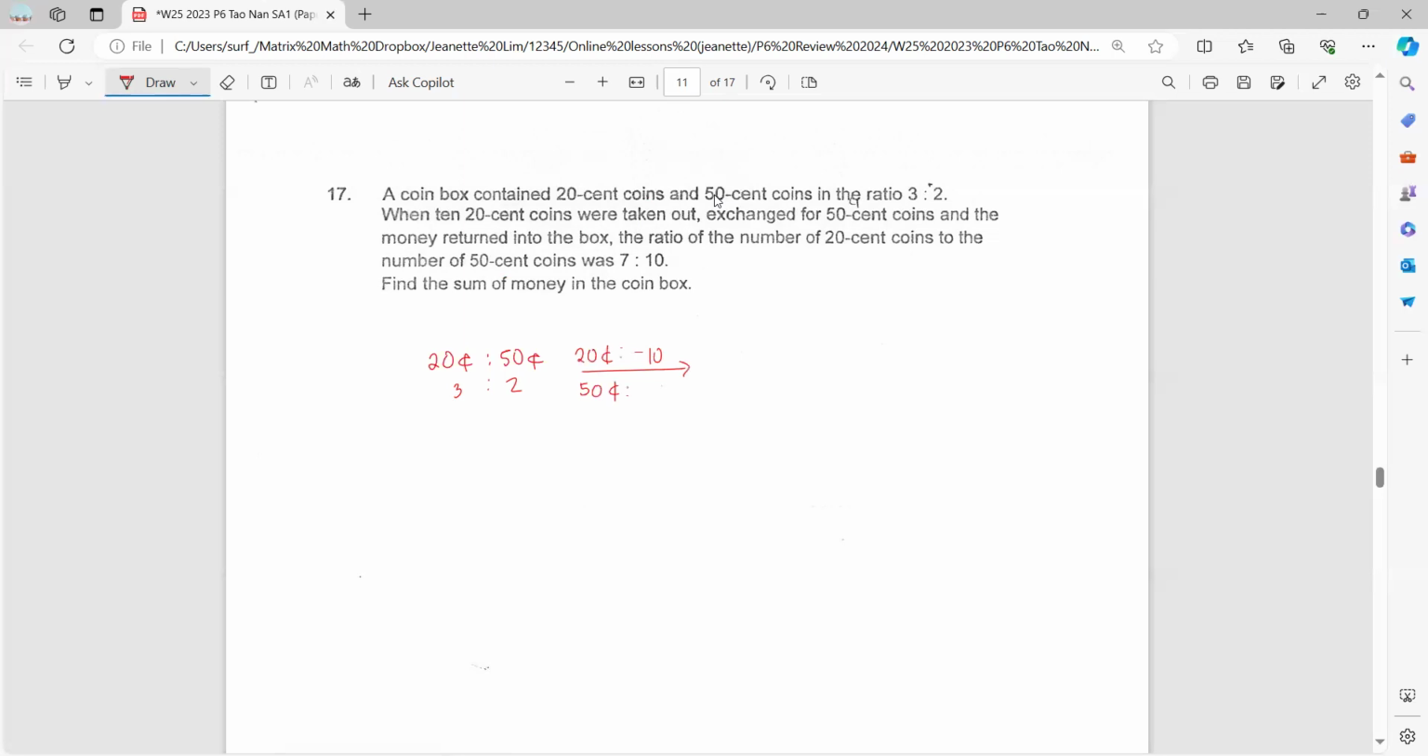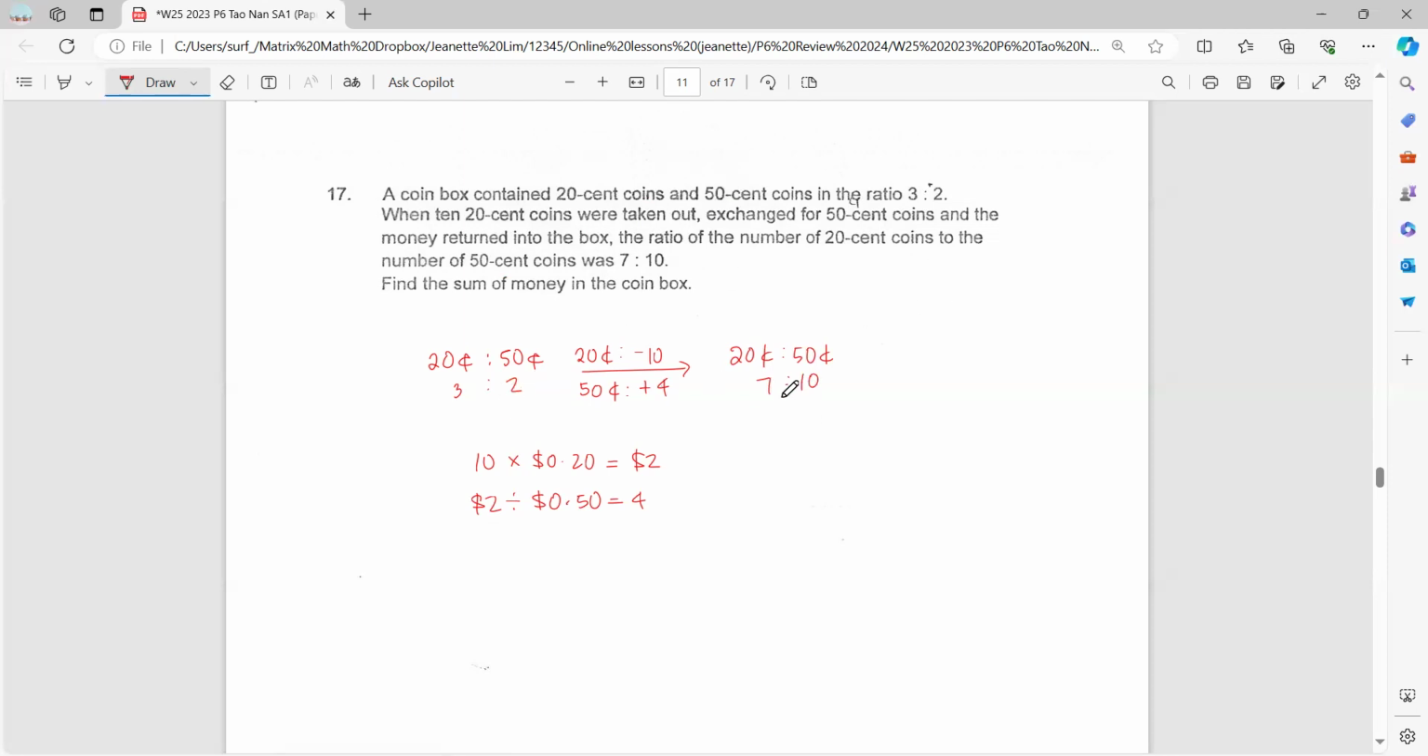So how much would it be in terms of exchange? 10 times 20 cents is $2. $2, how many 50-cent coins are there? We divide by 50 cents and we get 4. So we're adding 4 50-cent coins. In the end, the ratio of the number of coins is 7:10.